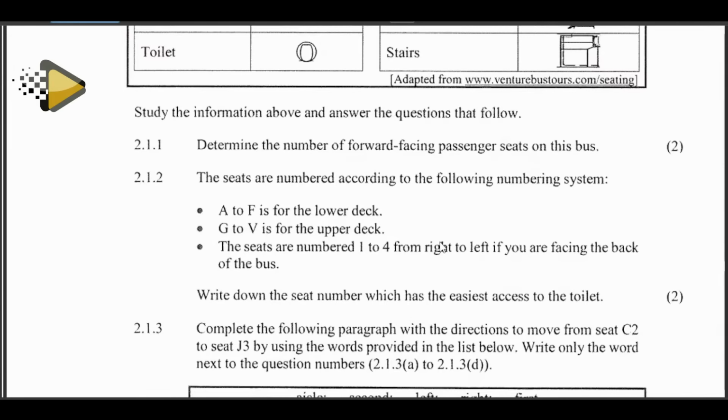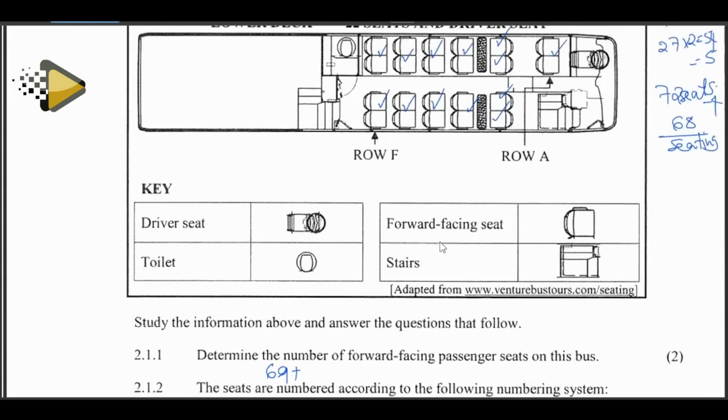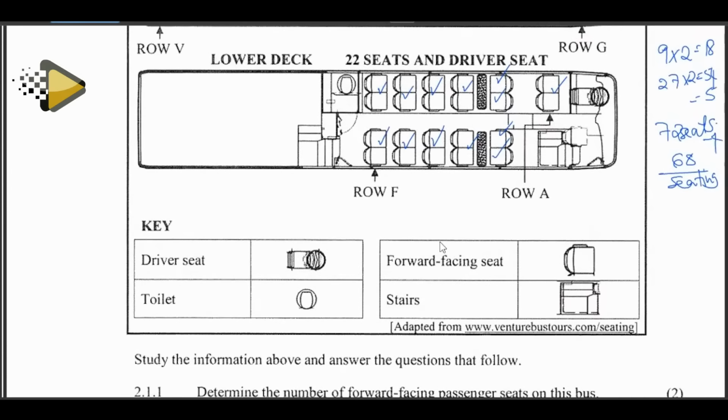Determine the number of forward seating. We've just done that. We found out the answer is 68 or 69, one of the two, depending on the counting. Now the seats are set like that. Every seat has a number. They ask you to write down the number of the easiest seat. Now, is this the access to the toilet? I believe it's this person here.